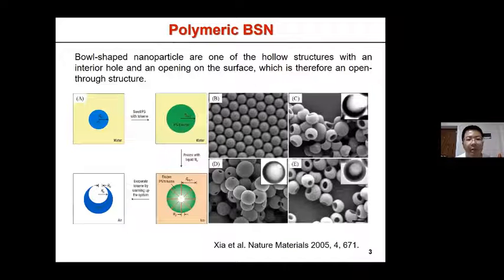Bowl-shaped nanoparticles are one of the hollow structures with an interior hole and an opening on the surface, as shown in the SEM and TEM images, so it is therefore an opening-through structure. Due to the unique structural features of bowl-shaped nanoparticles, different-sized cargoes, including large-sized cargoes such as nanoparticles, could be effectively loaded in the interior hole of bowl-shaped nanoparticles.